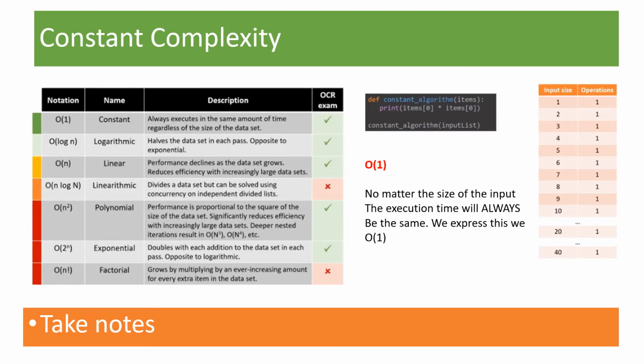Let's think about the constant complexity. This is O(1). Now this doesn't matter the size of the input. The execution will always be the same, and we can express this as O(1).